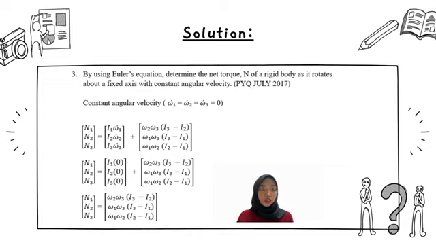It mentioned that the angular velocity is constant, so we assume that omega dot 1, omega dot 2, and omega dot 3 are equal to 0. So for the final answer, we got the net torque, which is N1, N2, and N3 is equal to omega cross L, which is omega 2 omega 3 in bracket I3 minus I2, omega 1 omega 3 in bracket I3 minus I1, and omega 1 omega 2 in bracket I2 minus I1 in matrix form.